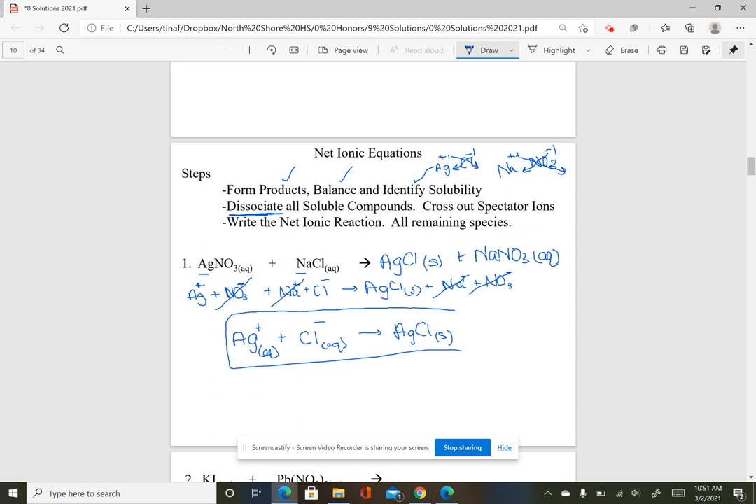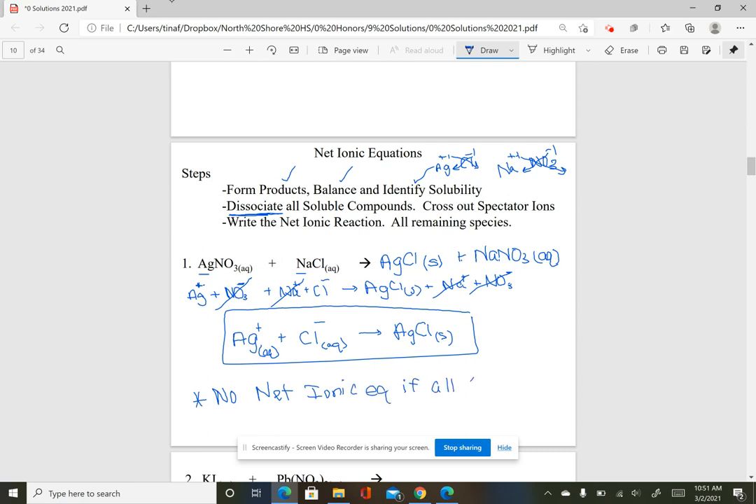Important, guys. If all aqueous, if there's nothing solid in my reaction, there's no net ionic equation. So no net ionic equation if all AQ, because then everything would break up into ions and both sides would cancel out.